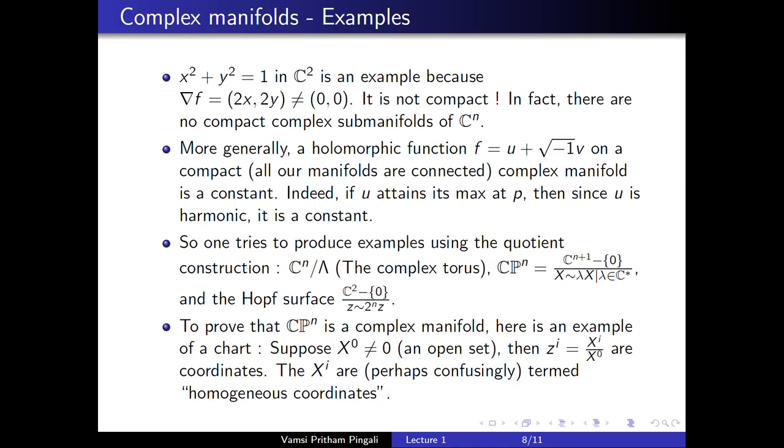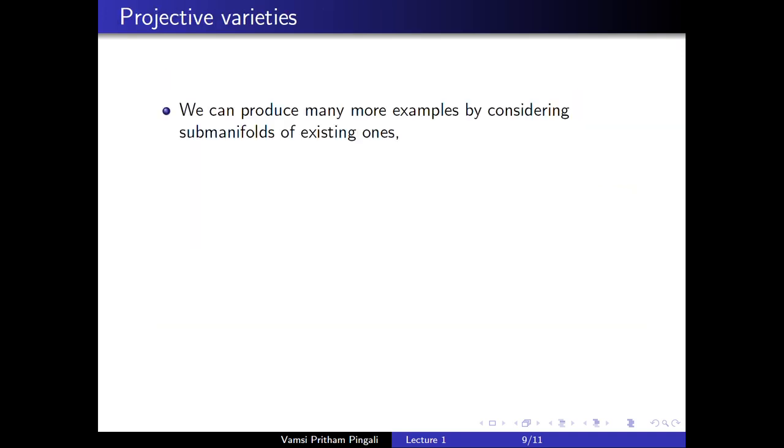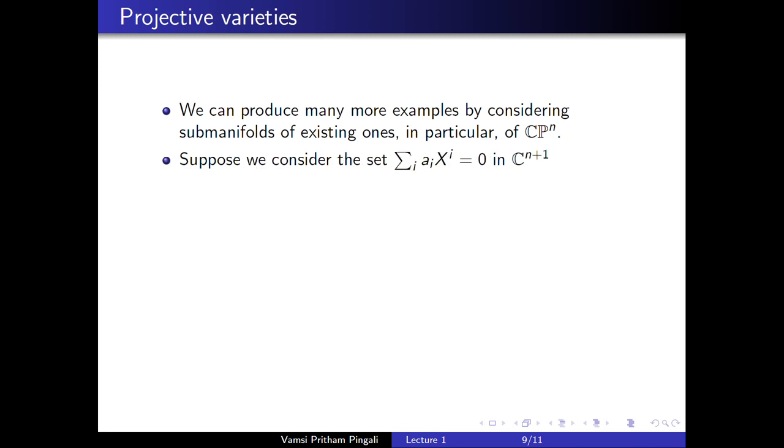Now, with great difficulty, we have managed to produce 3 sets of examples. Yeah? How do you come up with more examples? Now it's not so bad. If you give me one example, I can produce lots of examples by considering sub-manifolds of this existing example, right? So we will consider submanifolds of CPN. They're the most interesting ones and the most numerous. Okay. So how do you come up with examples of submanifolds of CPN? It's not so easy, right?